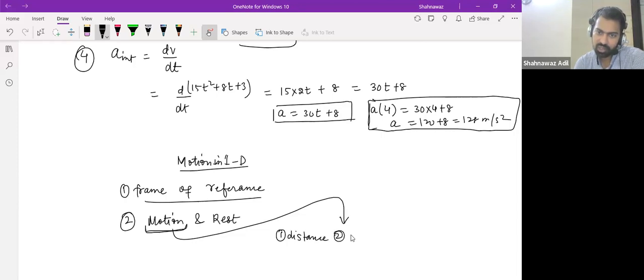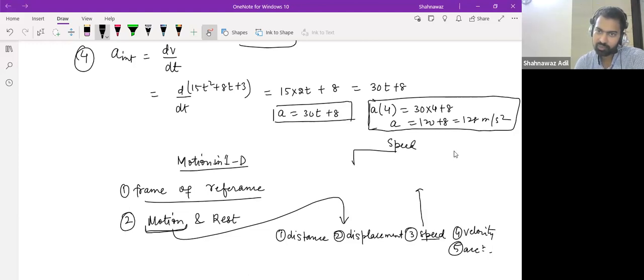Second was displacement. Third was speed. And fourth was velocity. And fifth was acceleration. Right. So in speed, we talked about three things. So speed was of two types.